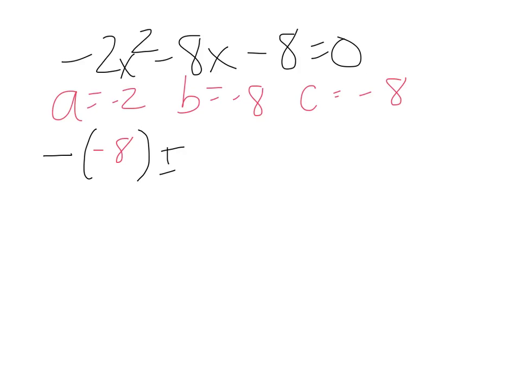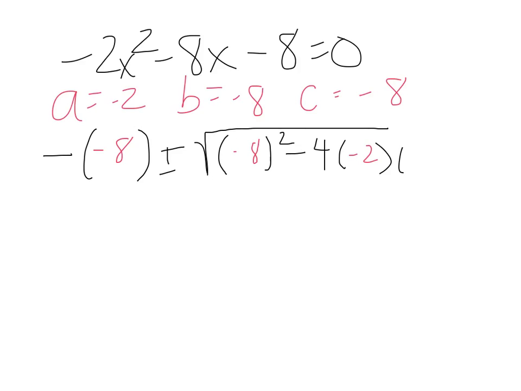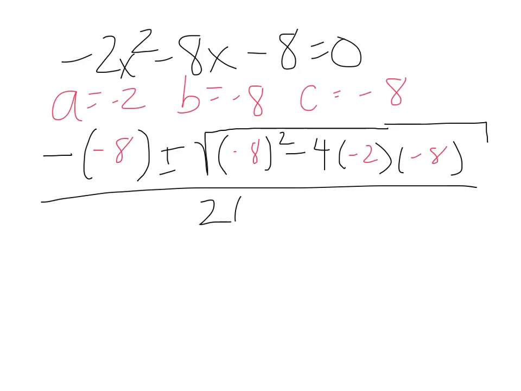Okay, plus or minus the square root of negative 8 squared, because it's B squared, which is negative 8, minus 4 times A, what's A? Negative 2, times C, which is what? Negative 8. All that divided by 2 times what? Negative 2. Okay? So we take all those letters and replace them with numbers. All right? What's negative negative? Positive 8. So it should be 8.